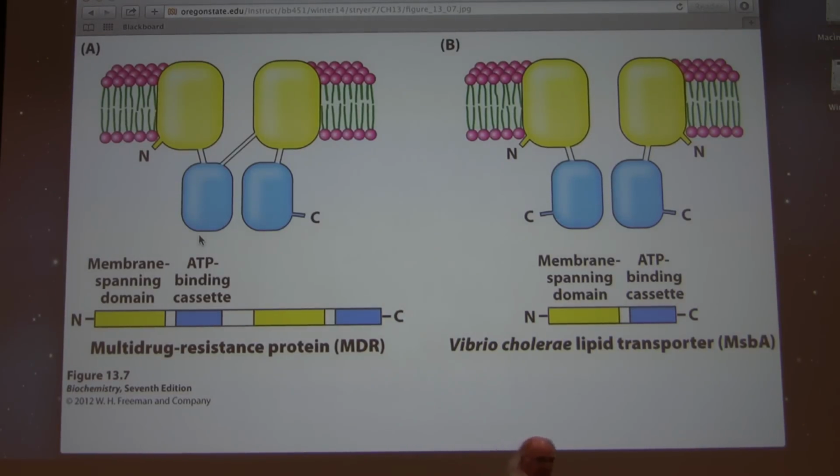Yes? No. When I say kicks them out, I'm talking about kicks them out of the cell. So it's pumping them out of the cell. And that way, it stops the drug from having its effect inside the cell, which in the case of a cancer cell might be to kill it.